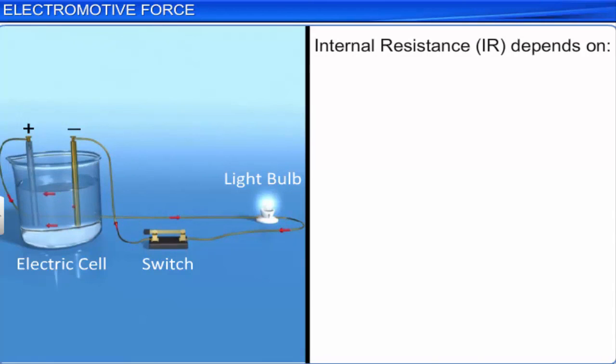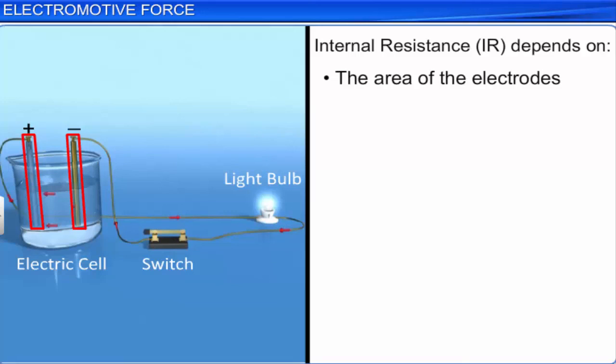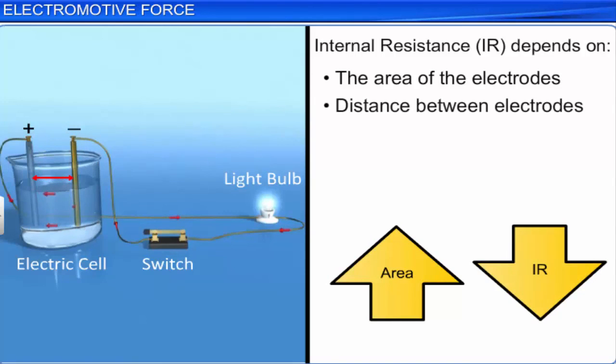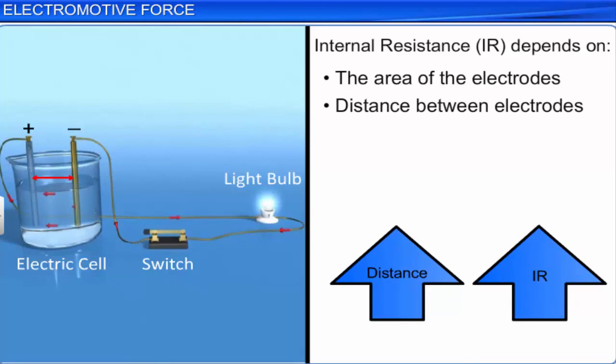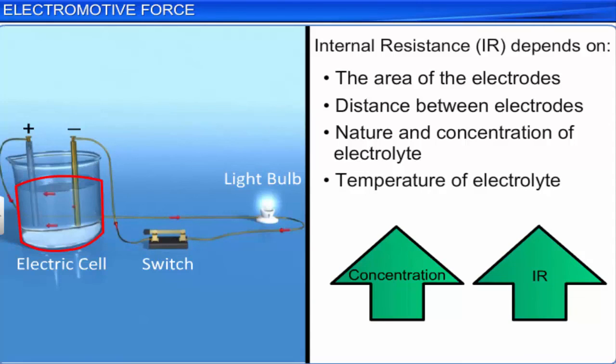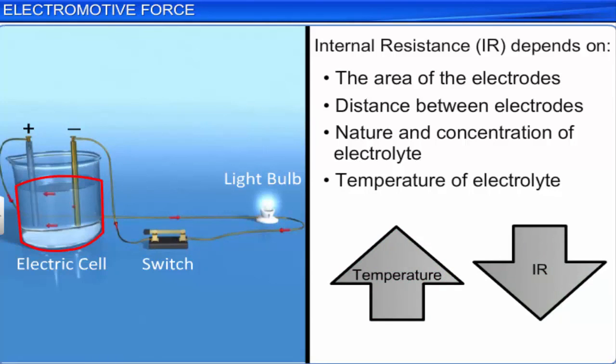The internal resistance of a cell depends on various factors, such as area of the electrodes. The larger the surface area of the electrodes, the less is the internal resistance. Distance between the electrodes. The more the distance between the electrodes, the greater is the internal resistance. Nature and concentration of the electrolyte. The higher the concentration of the electrolyte, the greater is the internal resistance. Temperature of the electrolyte. The higher the temperature of the electrolyte, the less is the internal resistance.